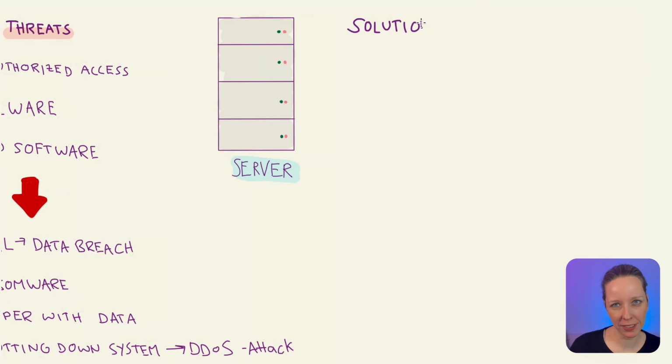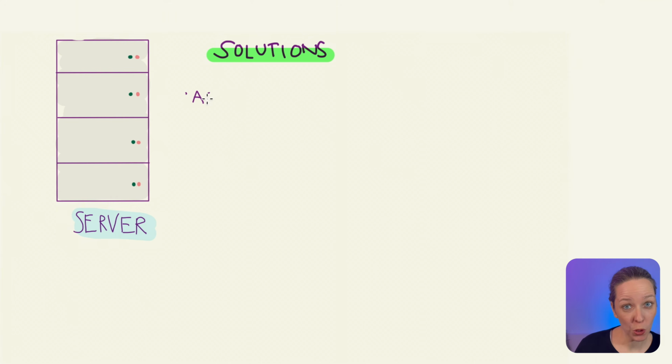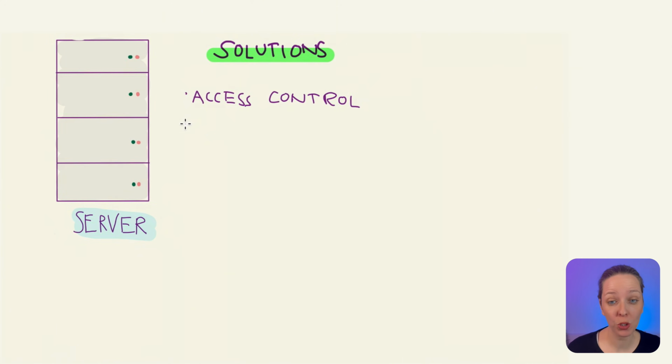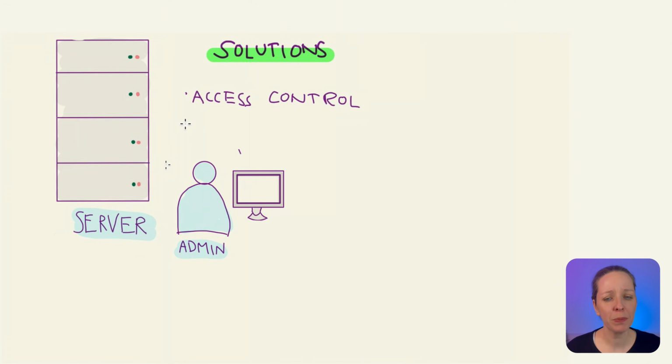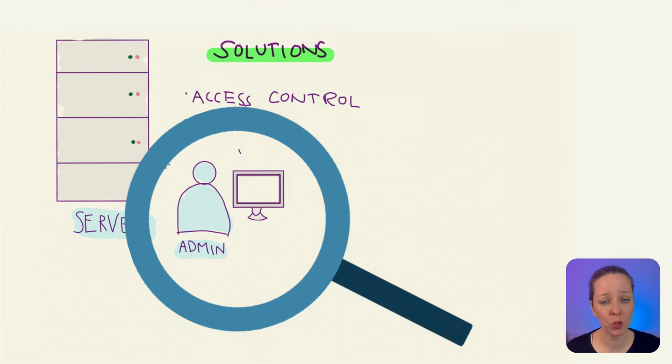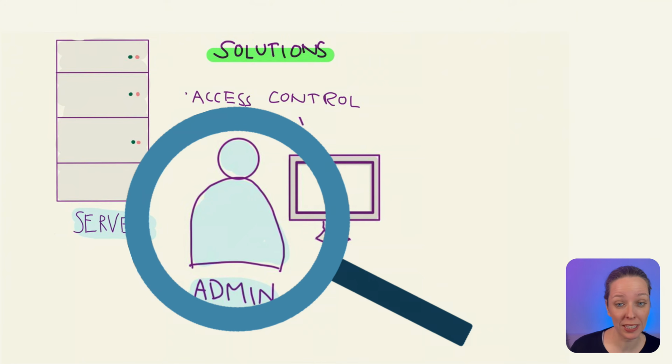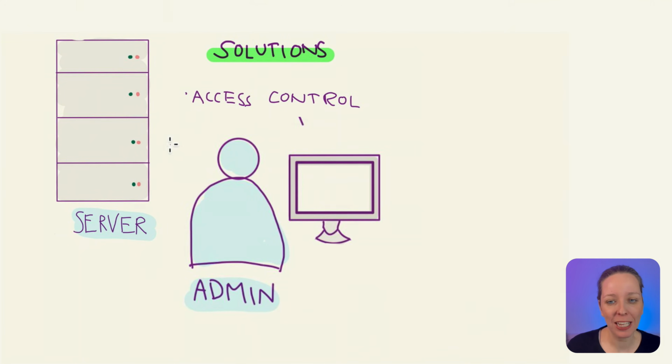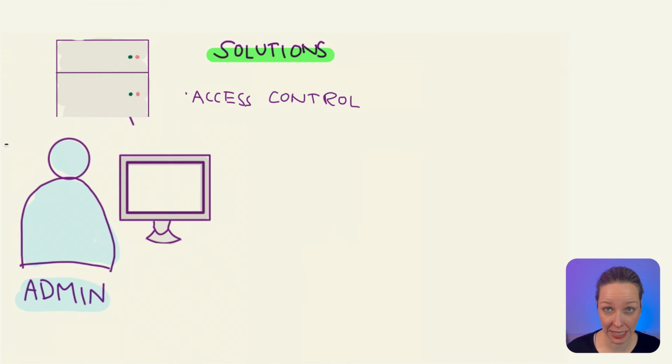So how do we defend the server? There's access control. Only trusted staff should have access to sensitive data, like admin users. Some companies even go as far as to check criminal records before they grant admin rights to anyone. And when someone leaves the role, you have to revoke their access immediately.